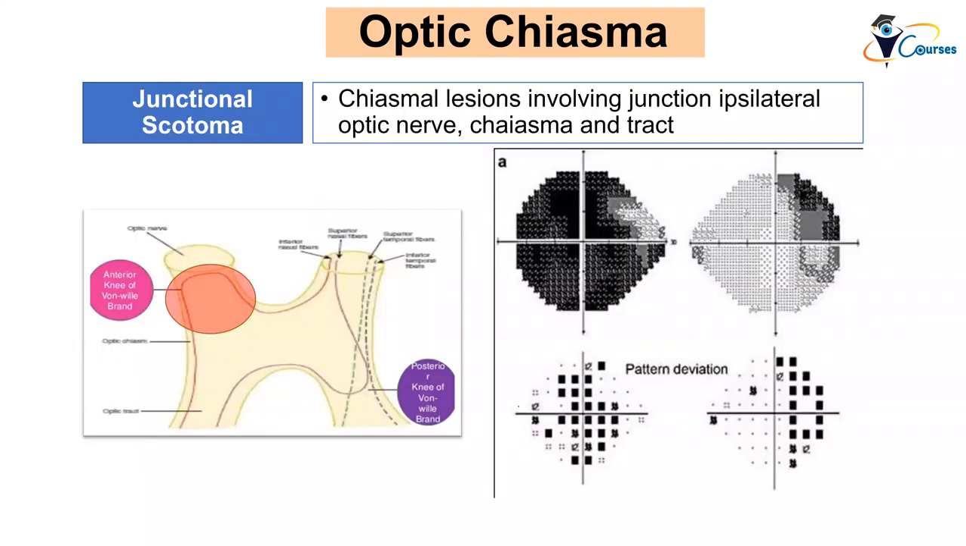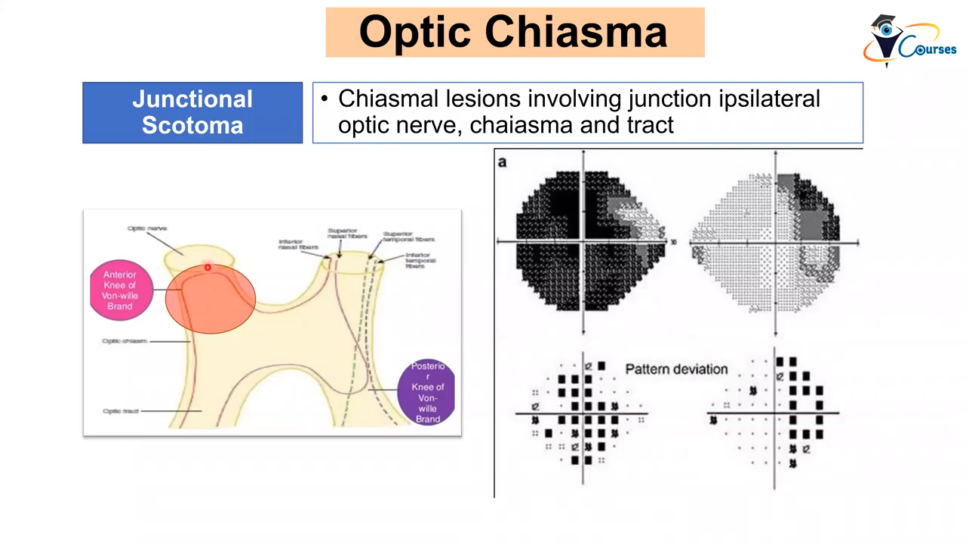Then we will check for other variants of chiasmal compression, like the junctional scotoma that I was just speaking about. If there is a lesion which is involving the chiasm at the junction between the chiasm and the optic nerve, where there will be the decussating fibers of the inferior nasal fibers, this will represent the anterior knee of Wilbrand.